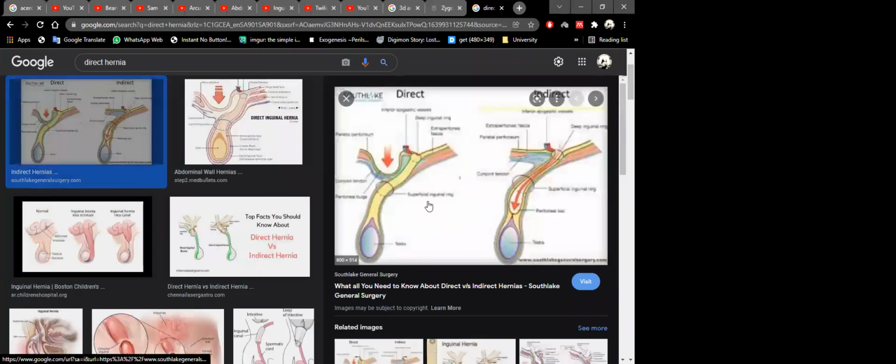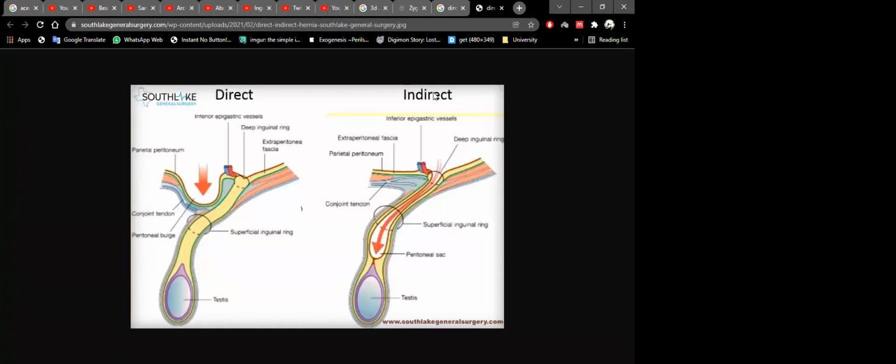Does this make sense? So over here, this is a decent picture of what we have. Here we have our direct and our indirect. Our direct, as you can see here, is not going through the deep ring. It's not going like the testicle. It's just going through a different part, which is the Hesselbach triangle, as you can see here. In an indirect one, it goes just like the testes, through the deep ring and then the superficial ring. The bowels, any small intestines, just go like this and go over here.